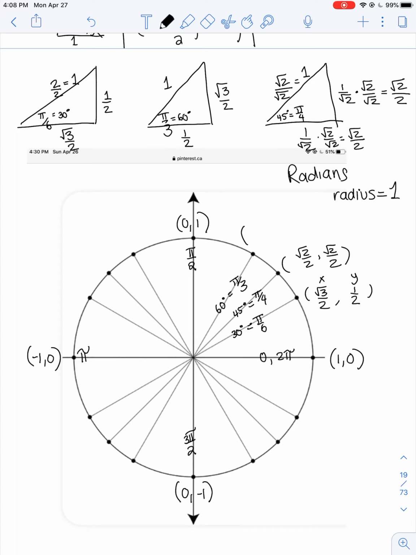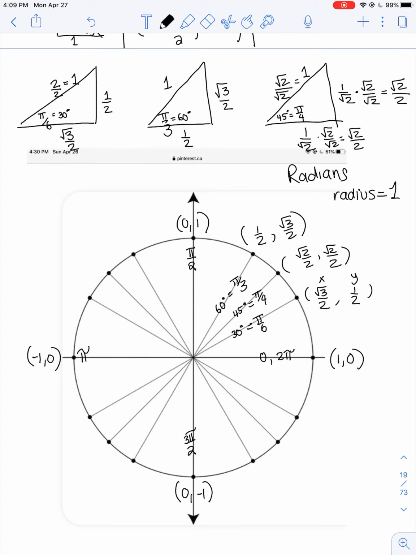And then our last coordinate is 60 degrees. 60 degrees is equal to pi over 3. So pi over 3, if we're looking at the pi over 3 triangle, we want to write that our x value will be the bottom, which is 1/2, and our y coordinate will be the height of that triangle, which is root 3 over 2. Okay, so that is all the first coordinates for quadrant number 1.